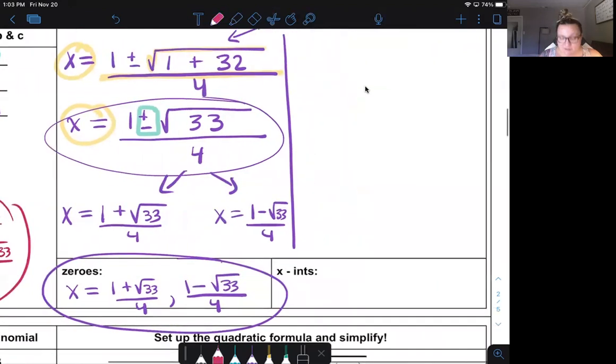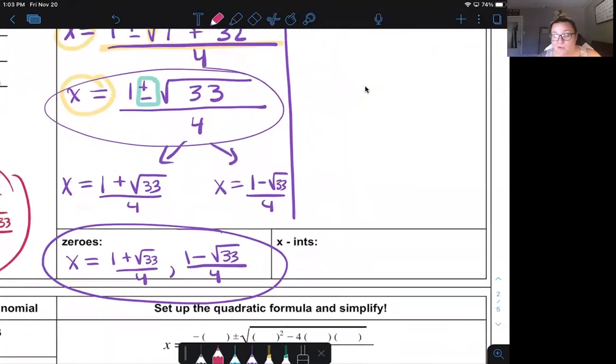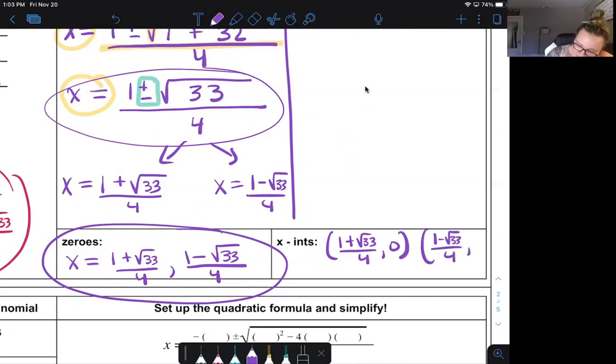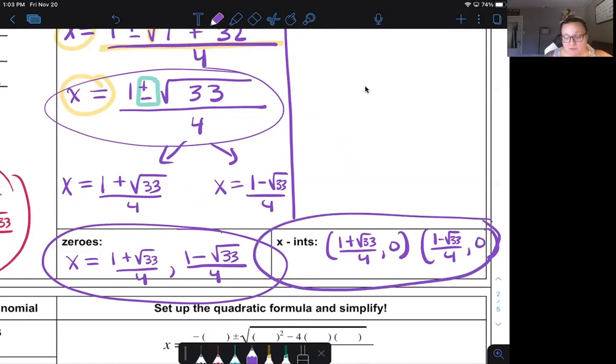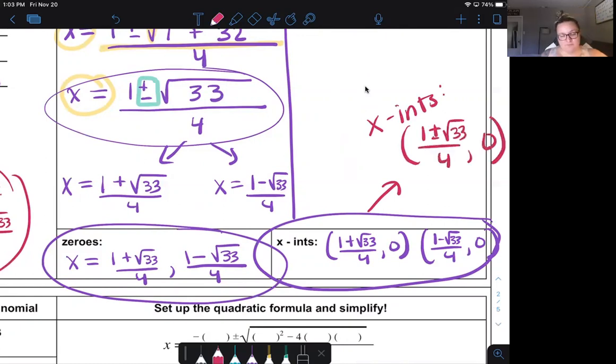Then our x-intercepts, again, you can write them separately or together. So for my x-intercepts, I'm going to have 1 plus root 33 over 4, 0, and then 1 minus root 33 over 4, 0. And those are my x-intercepts. Or, like I said, you can write your x-intercepts like this: 1 plus or minus root 33 over 4, 0. As long as you understand that that represents two different x-intercepts. So write whichever one makes the most sense to you.